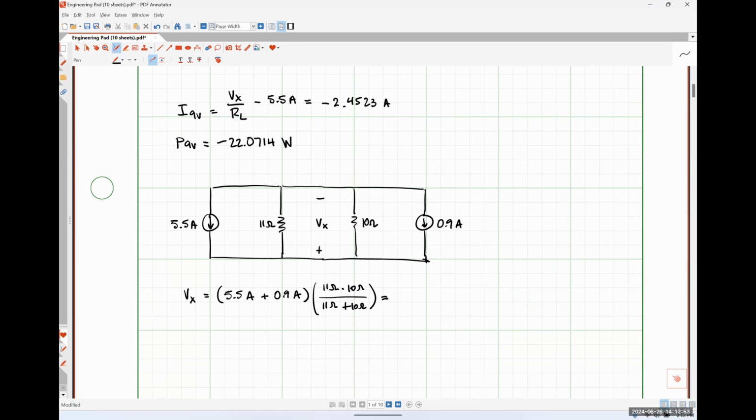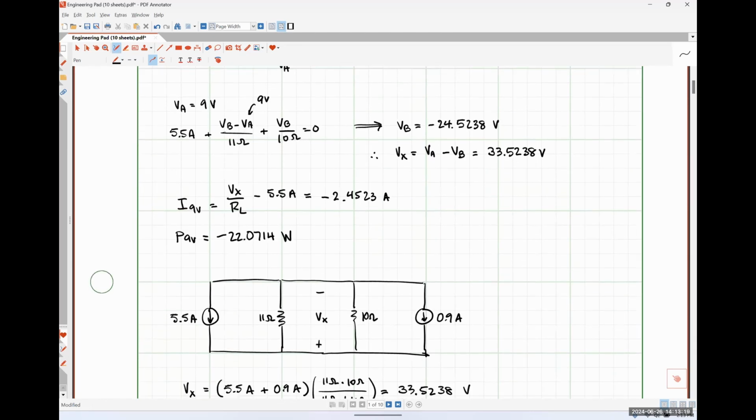So let's just check things out here. 5.5 plus 0.9 multiplied by 11 times 10 over 21. And we got 33.5238 volts, which is exactly what we got earlier.